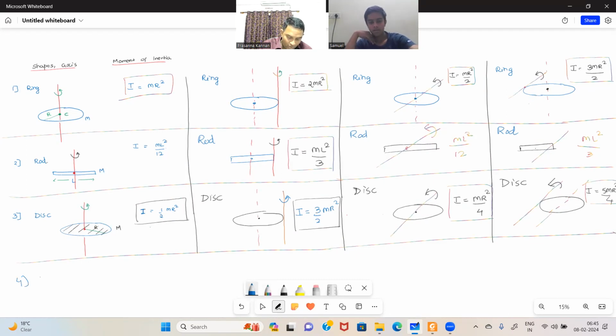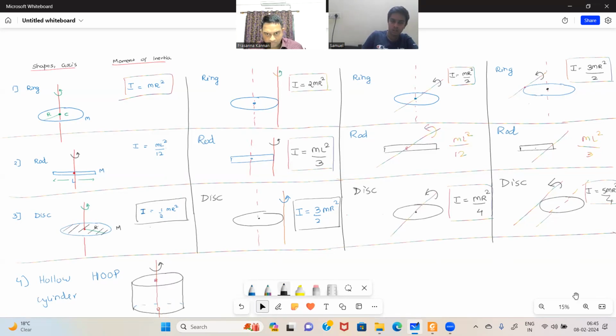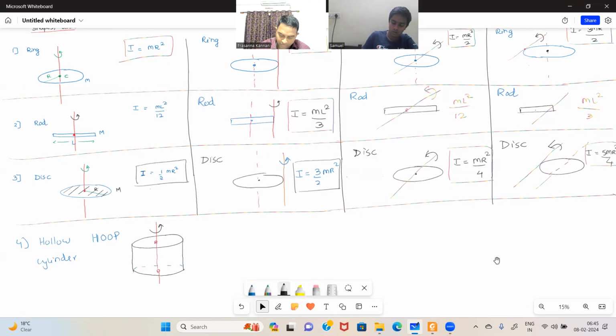Then hollow cylinder, or you can call it a hoop. This is basically a hollow cylinder. The axis is passing through the center of mass. So the moment of inertia is going to be once again half mr square.